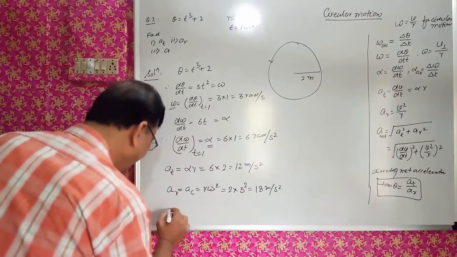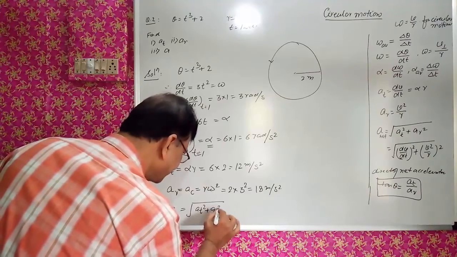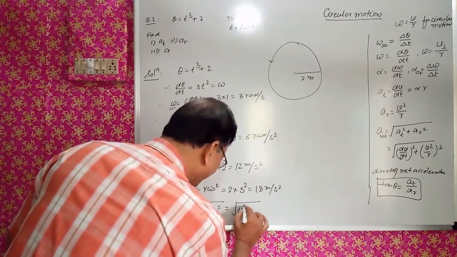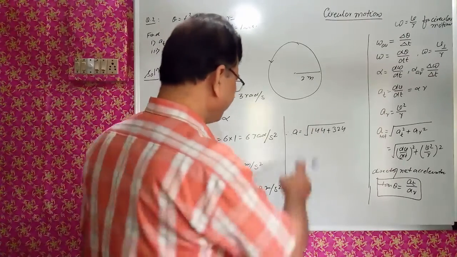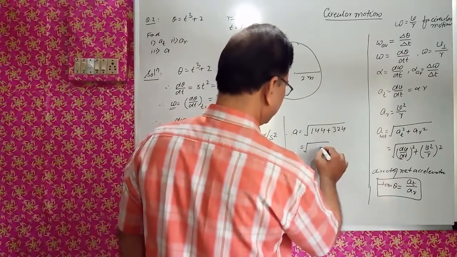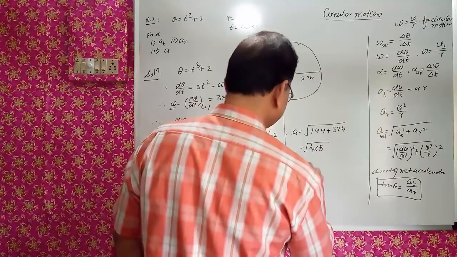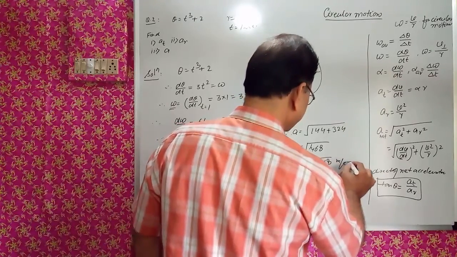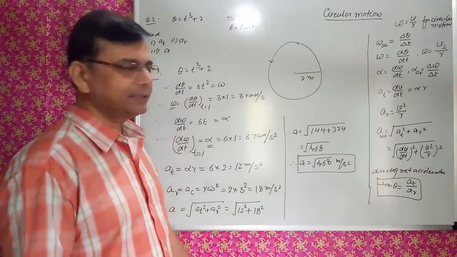AT is known and AR is known. Then we can find A, the net acceleration, which is equal to under root AT square plus AR square, that is 12 square plus 18 square. A is equal to under root 144 plus 324, that is under root 468 meters per second square. This is the answer. So the method is clear. This is the solution for this question.